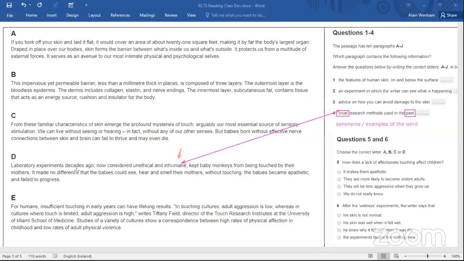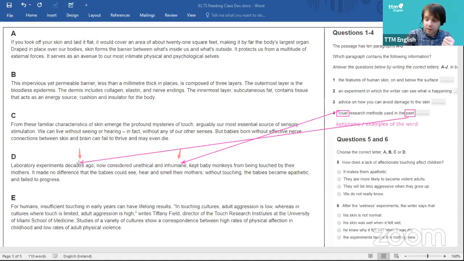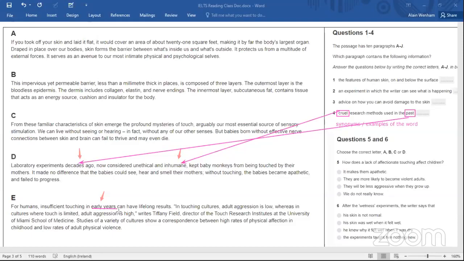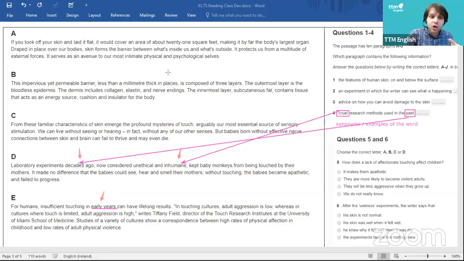Can we see past here? Yes, decades ago. Nice. Let me just check my little answers list. But it's in E as well. So this is the kind of thing I want to practice. Sometimes you'll see an E. Where's the synonym in E? It's early years. Do we have anything meaning cruel here at all? I don't think so. So that would suggest that it was D.